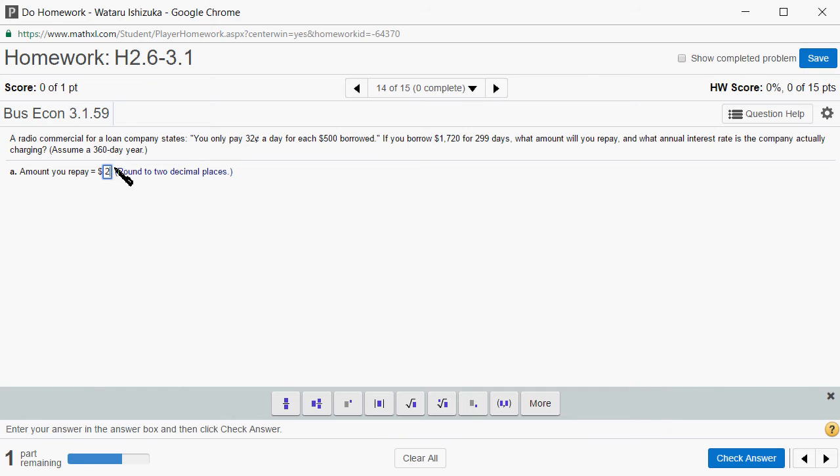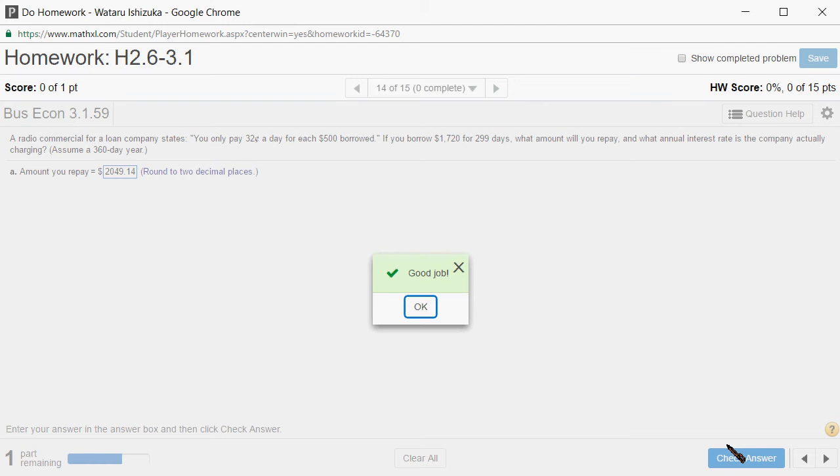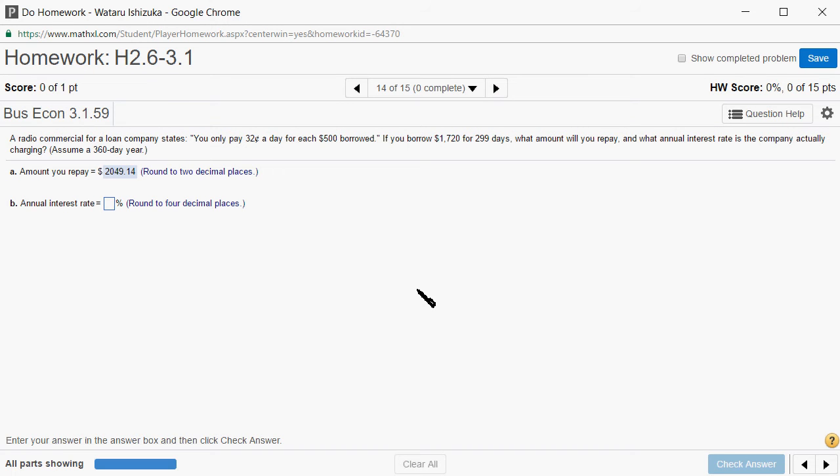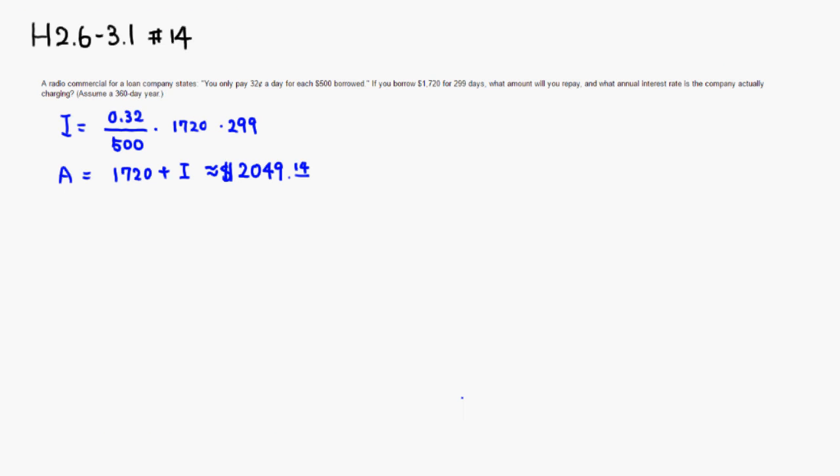So let's type it in: $2,049.14. Right, so let's check the answer. We got that one. And part B, we want to find the annual interest rate. So let's find that.